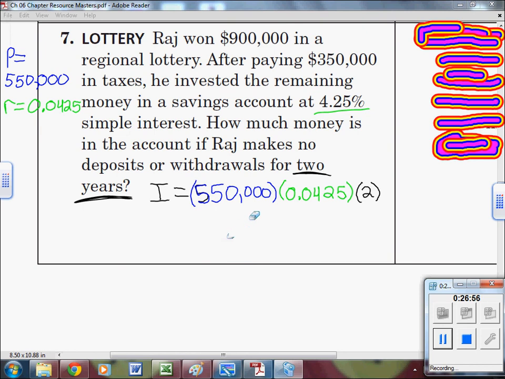Okay, so if we plug each of them into our formula, put the principal where P goes, put the rate where R goes, and put the time where T goes, plug in for each of these. If you multiply these together, it's going to tell you how much interest he made in 2 years. But if you read the question, they don't just want to know that.